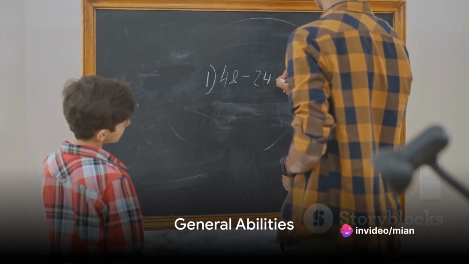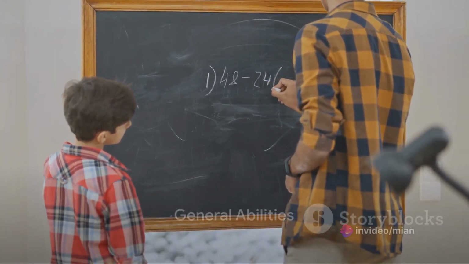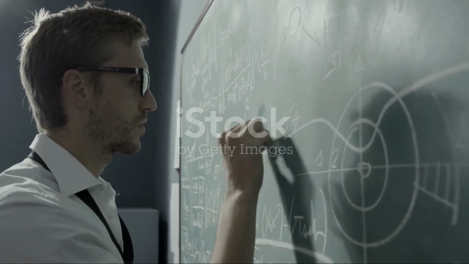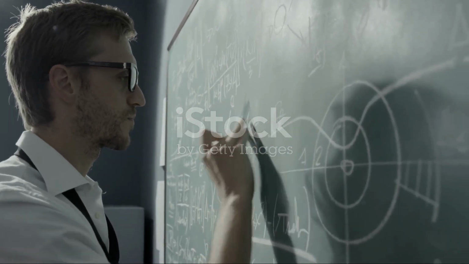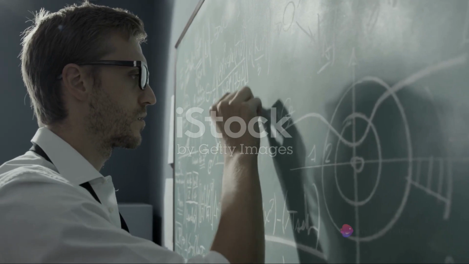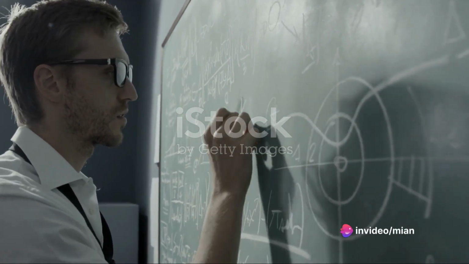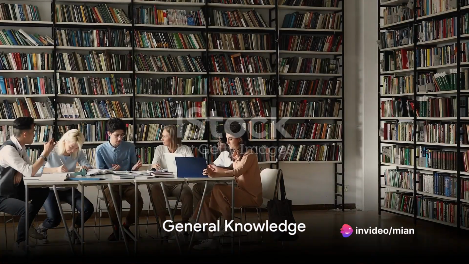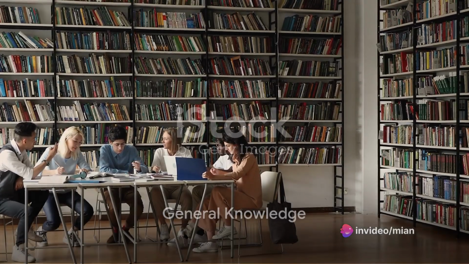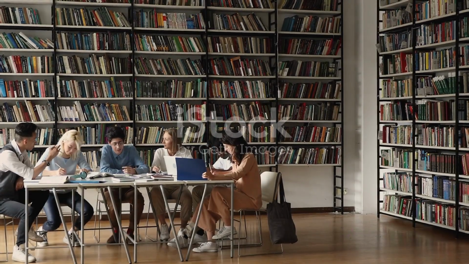General abilities is another significant section that carries 60 marks. In this section, you'll be evaluated on basic arithmetic, algebra, geometry, logical problem solving, analytical abilities, and mental abilities. General knowledge, another 50-mark section, encompasses everyday science, current affairs, and Pakistan affairs.